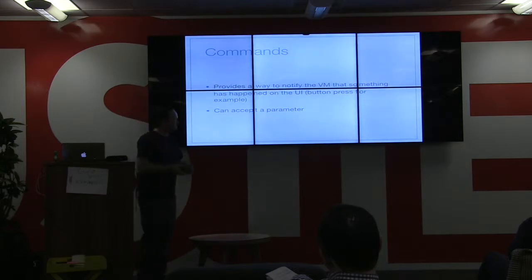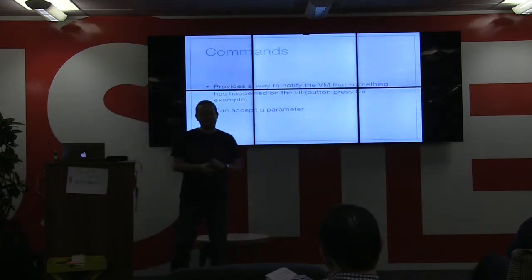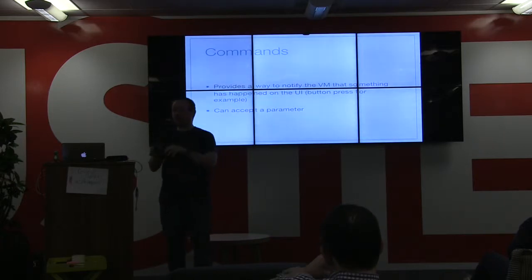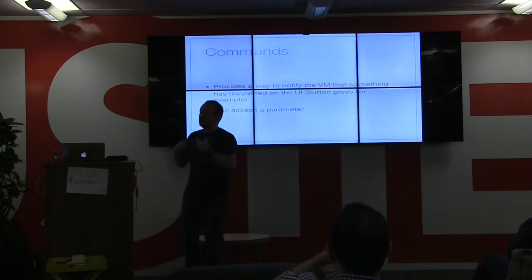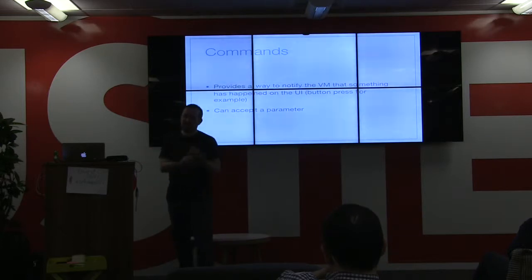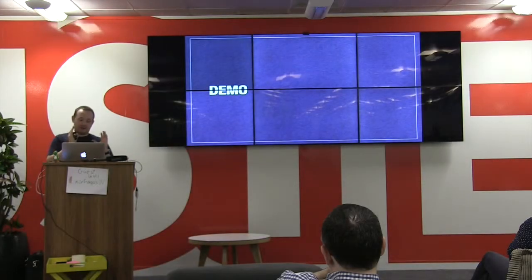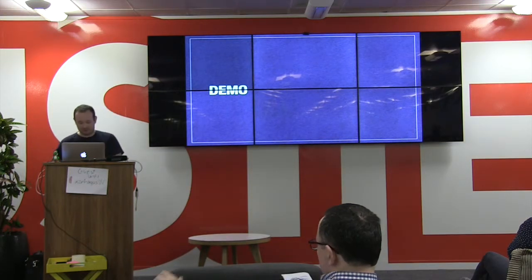Okay, and commands. Commands are set on a view model, and these are a way for the view to tell a view model that something has happened, a button has been pressed, or an item has been selected, or something like that. You can use a command to execute that, and you can pass a parameter in. So what I'm going to do is give you a brief demo of MVVM, and then we'll jump on to MvvmCross.